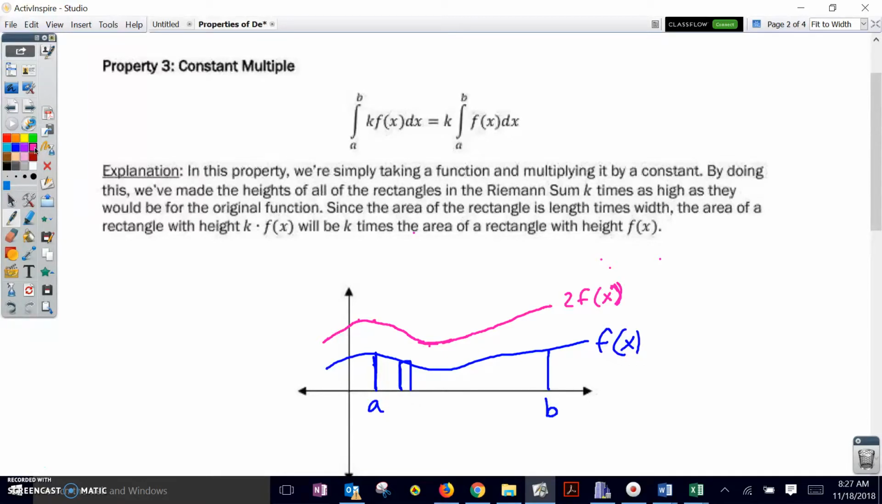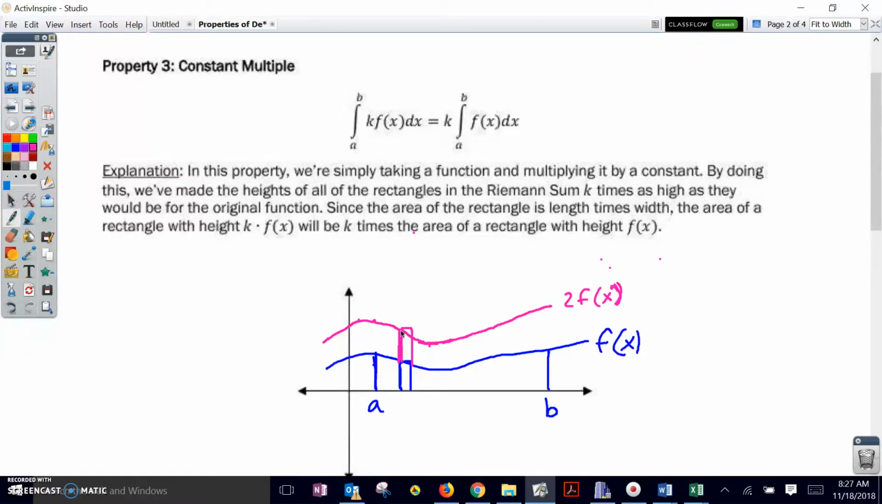And the only difference between the rectangles for the first curve and the second curve, their widths remain the same, but since the value of the function is always twice as tall, the heights of the rectangles are twice as large. And so when we calculate the areas of those rectangles, all we're doing is we're multiplying the heights of the rectangles by whatever this constant k would be.